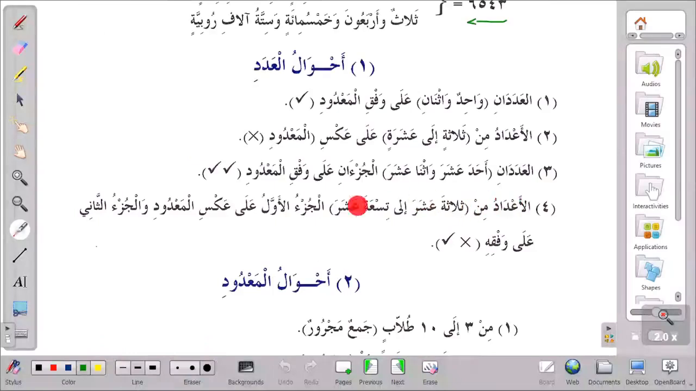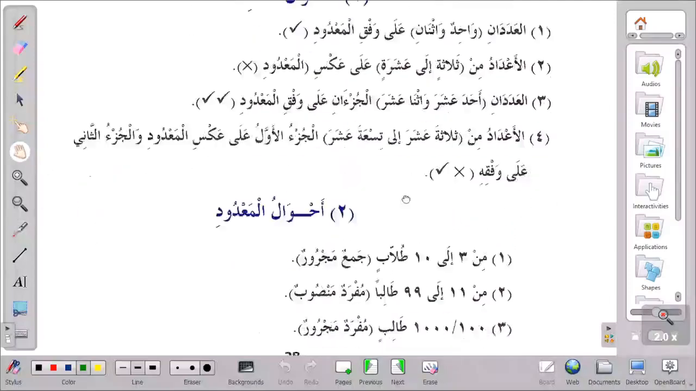Okay. Al-juz'ul awwal, the first part, the first number, is in opposition to the thing we are counting. And the juz'ul sani, the second, that's the ashara, is in agreement with it. It agrees with it. I hope that is clear. Yes.